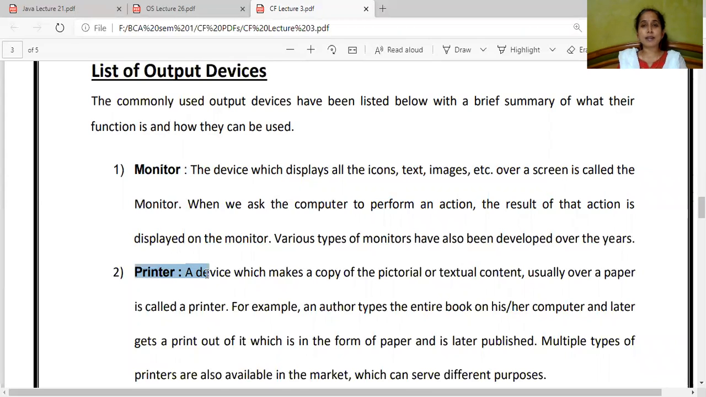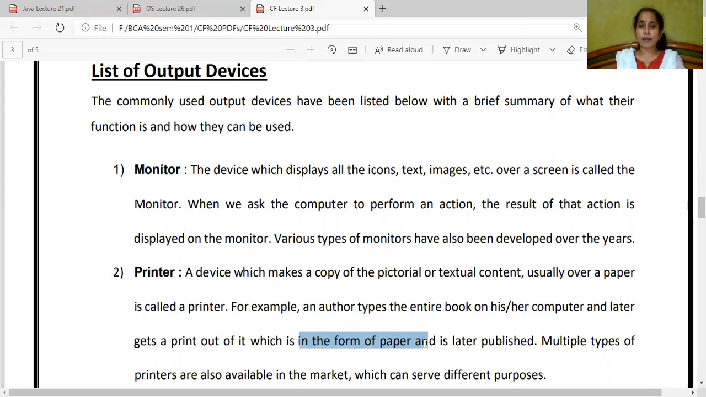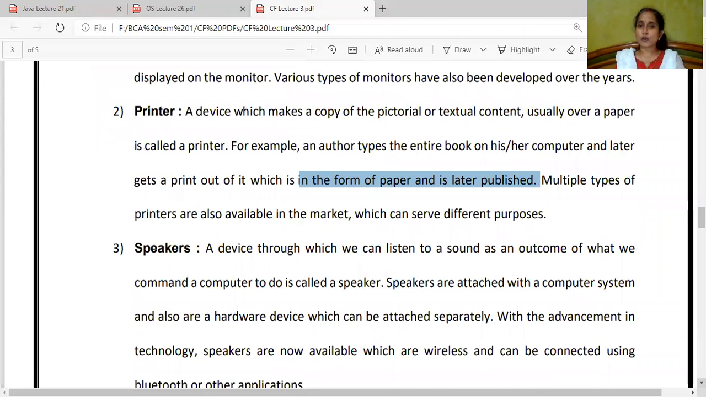The next category of output device commonly used is printers. When you want a hard copy output, a device which makes a copy of the pictorial or textual content, usually on paper, is called a printer. For example, an author types the entire book on his computer and later gets a printout of it, in the form of paper, which is later published. Multiple types of printers are available: you have the dot matrix printer, the laser printer, and daisy wheel printers. So, they are the different types of output devices.